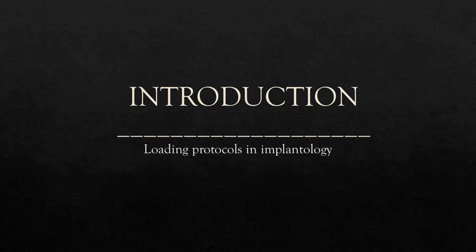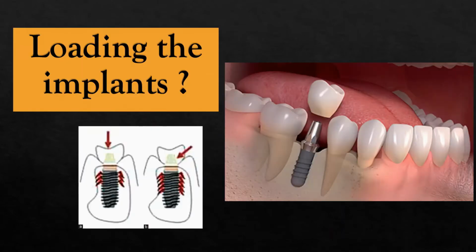Introduction. What do you mean when we say loading the implants? Now, you know that an implant prosthesis has three components. An implant or fixture which is placed inside the bone, and an abutment which is normally screwed onto the fixture, and a crown or a suprastructure normally cemented onto the abutment.